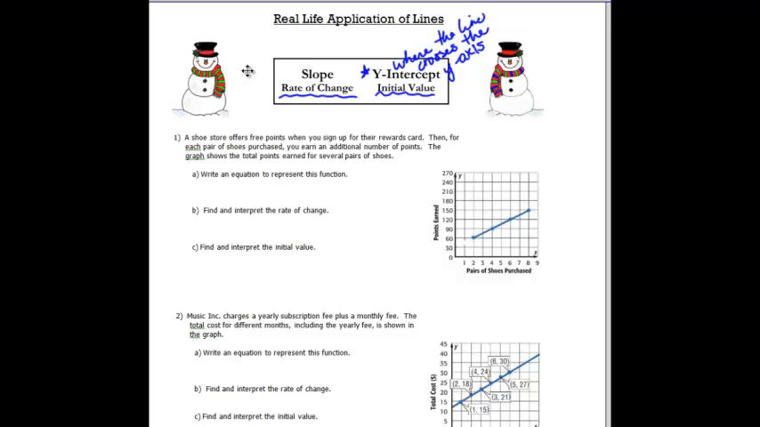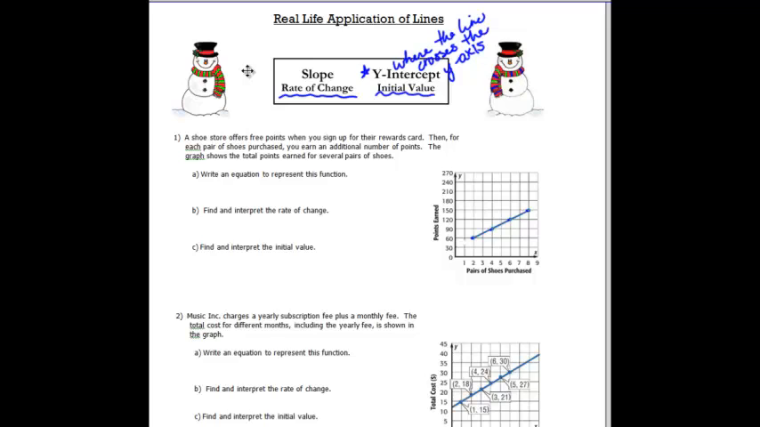So let's see how this works with a real life application. A shoe store offers free points, woohoo, when you sign up for their rewards card. Then for each pair of shoes purchased, you earn an additional number of points. The graph shows the points earned for several pairs of shoes. So for instance, if I have 2 pairs of shoes purchased, I have 60 points. If I have 4 pairs, I have 90 points. If I have 6 pairs, 120. And if I have 8, I have 150. Okay, so we're going to talk about how to write an equation to represent the function.